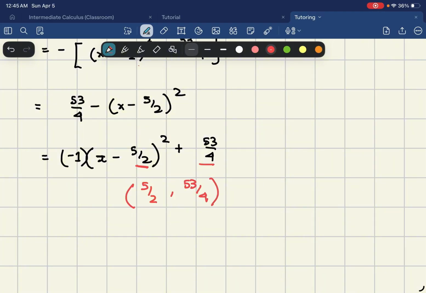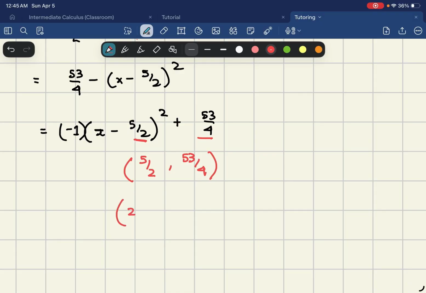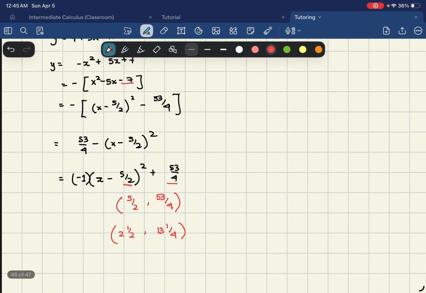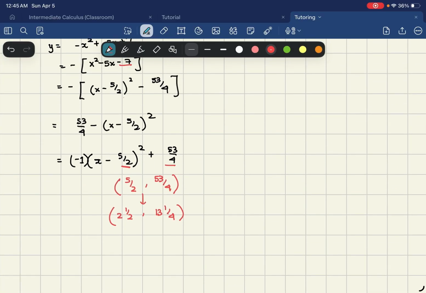So yeah, that is the coordinate. You can also write it as 2 and 1 over 2, so 2.5, and this, I believe you can write it as 13 and 1 over 4. Yeah, 2 and 1 over 2, 13 and 1 over 4. So this is the same expression. So this is going to be your maximum point.